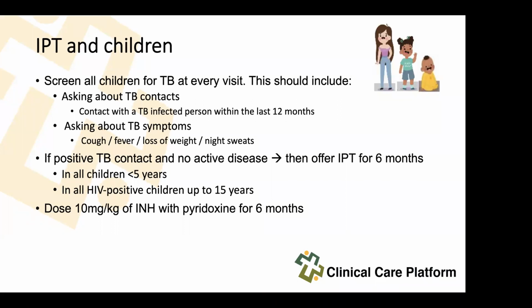You have a child, HIV positive. There's an adult living with the child who has TB. So there's a positive TB contact, right? Very key. That child, as long as they are 15 years and below, they are eligible for isoniazid prophylaxis, and you would give it for 6 months, right?